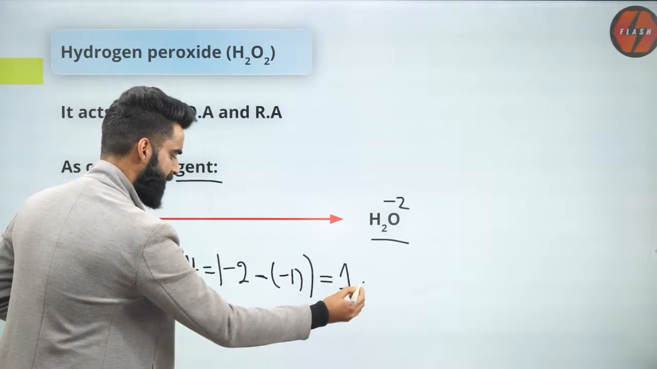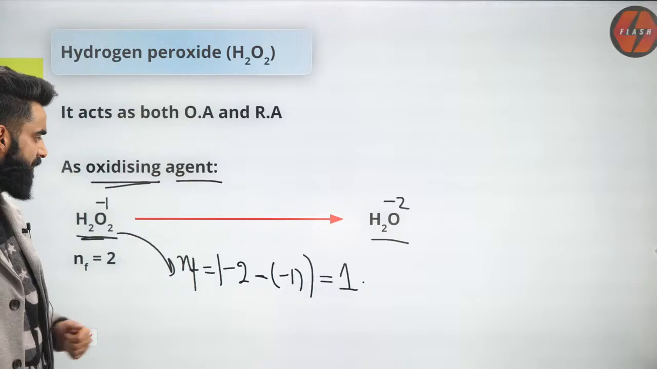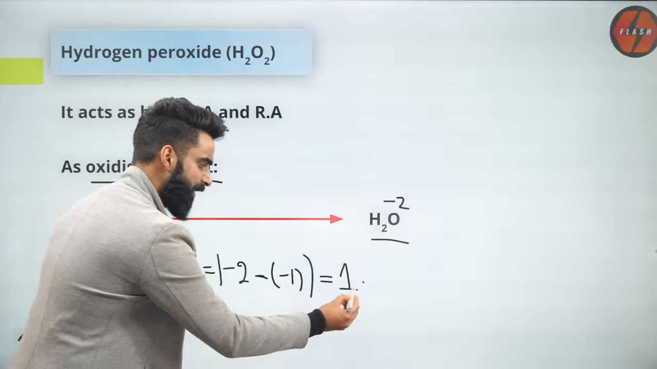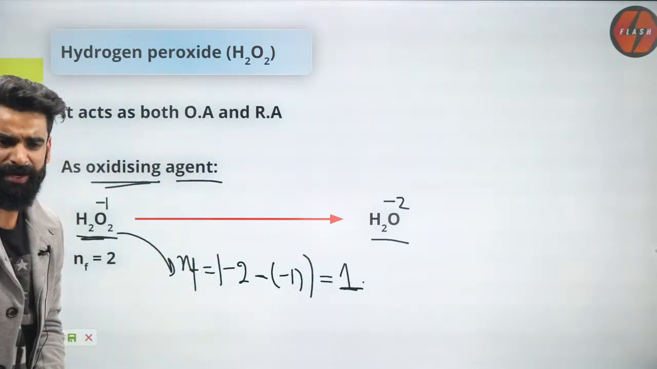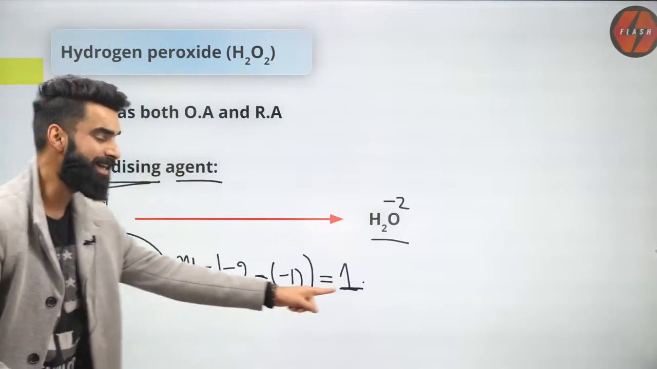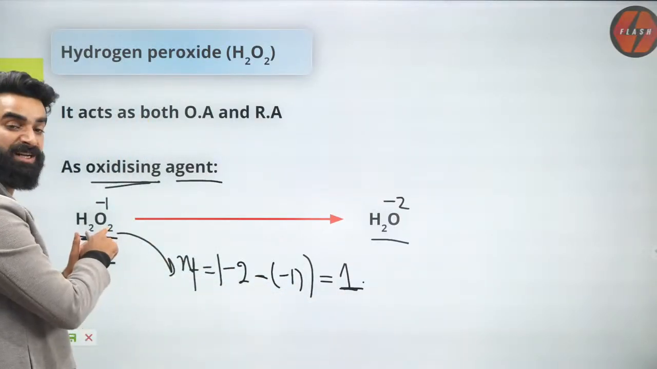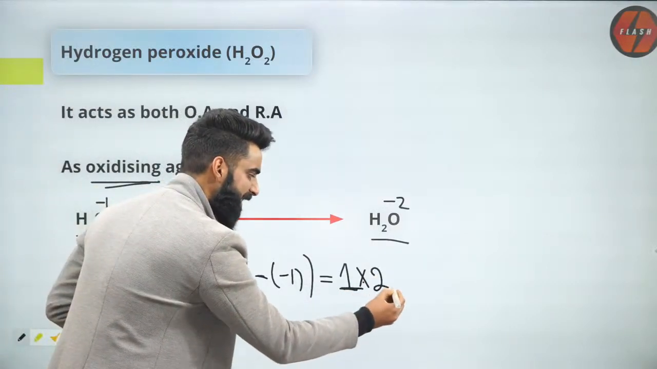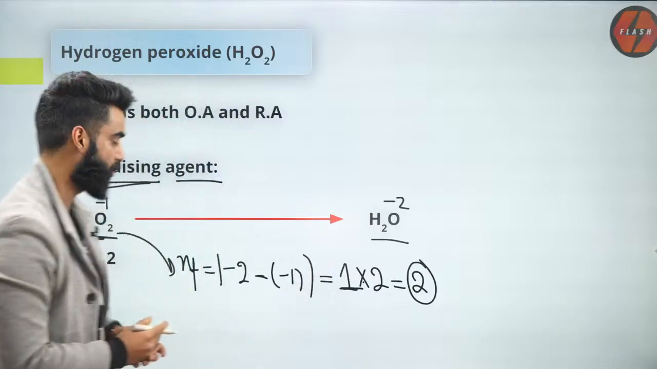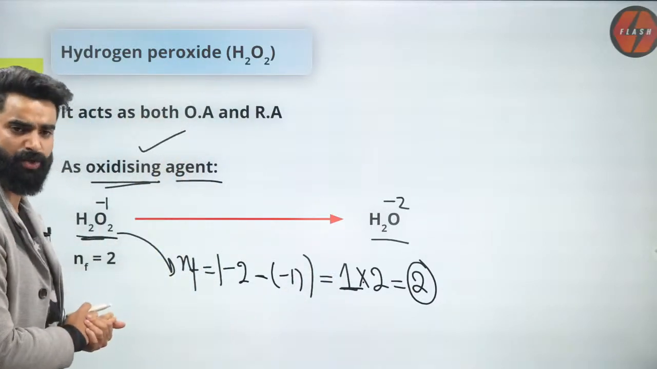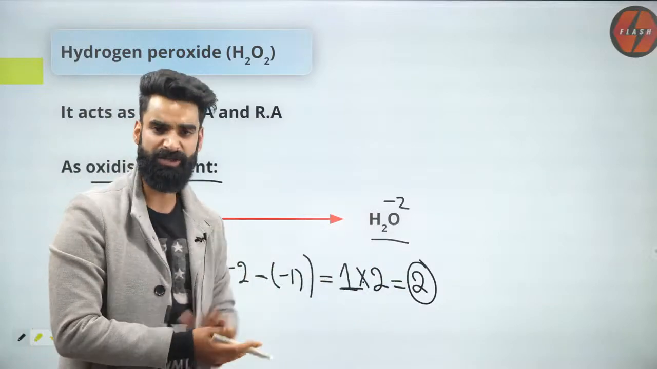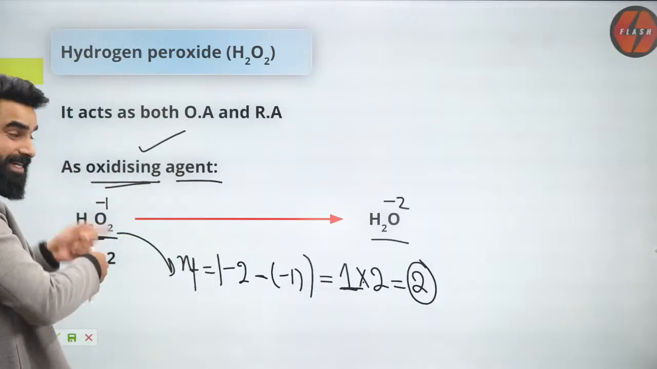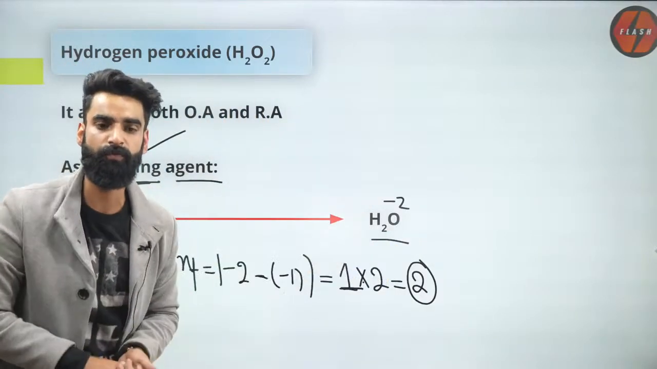Can I say the value over here will be 1? Final oxidation state, which is -2, minus initial oxidation state, which is -1. The value is coming as 1. Is 1 the N factor of H2O2 over here? No way. This 1 is the change in the oxidation state for one atom of oxygen. But how many atoms of oxygen do we have? We have 2 atoms of oxygen, so I'm multiplying it by 2. So the N factor of H2O2, when it acts as the oxidizing agent, is going to be 2. And remember, when H2O2 acts as the oxidizing agent, this hydrogen peroxide itself gets converted to water.